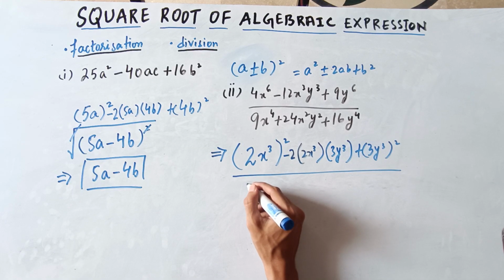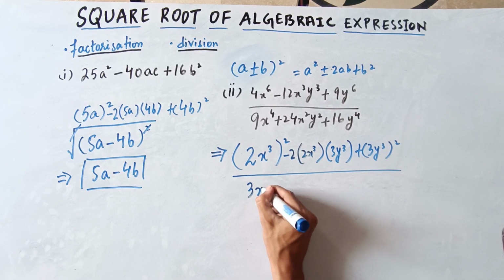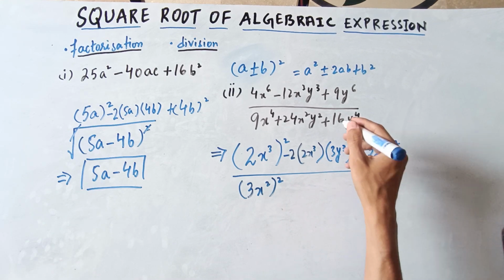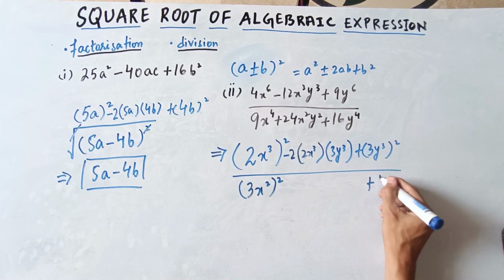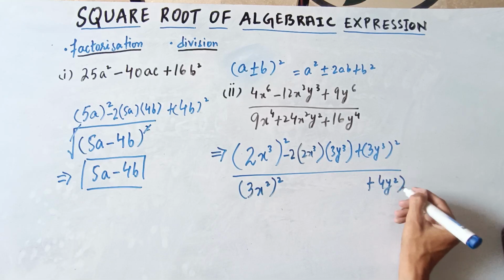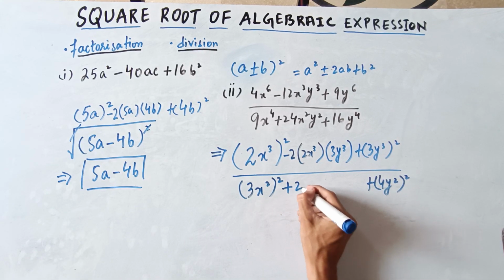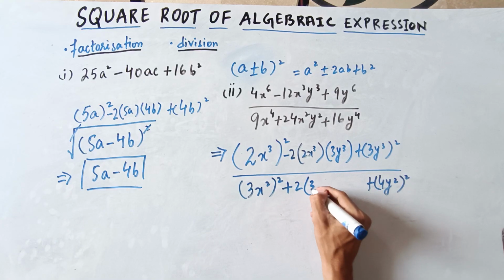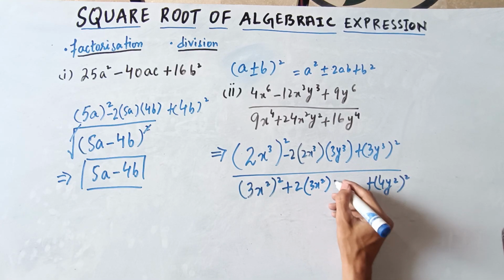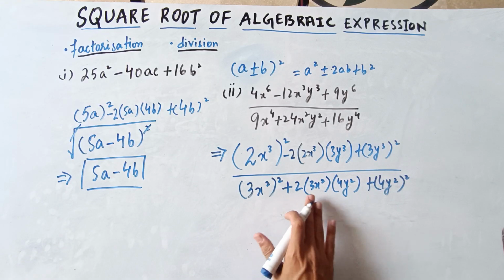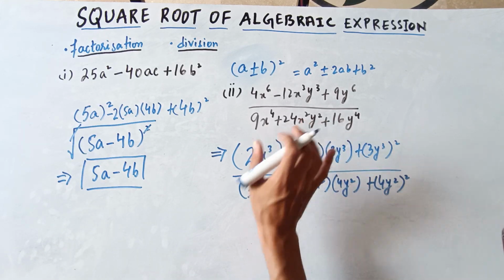So instead of 9x power 4 we can write 3x square whole square, and over here in place of 16 we can write 4y square whole square, and in the middle term we have plus 2 of the identity, where a is 3x square and b is 4y square. So over here also you can check 2 3s are 6, 6 4s are 24, it is satisfying.